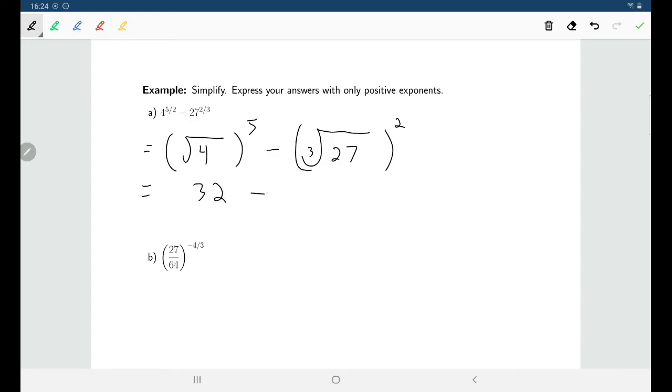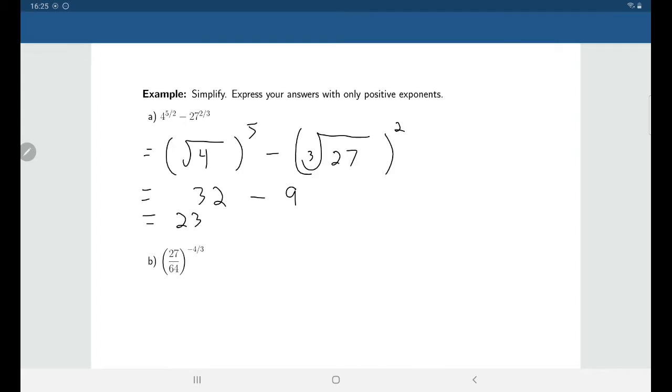For 27, the cube root is 3, and that's because 3 times 3 times 3 is 27. And 3 squared, that's 9. So 27 to the 2 thirds should be 9, taking the cube root of 27 to get 3, and then squaring it to get 9. And then we just have to finish that off. 32 minus 9. There we go. That is 23.